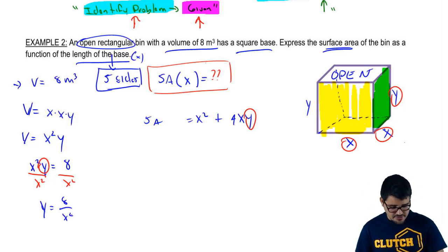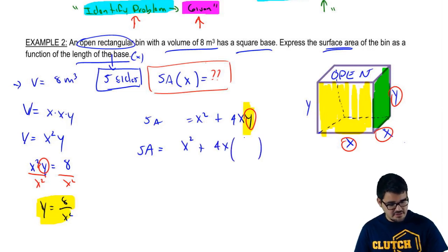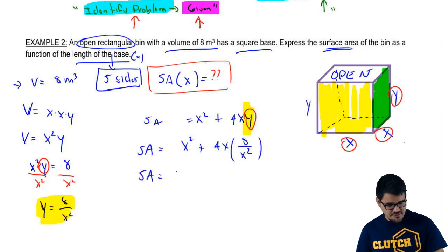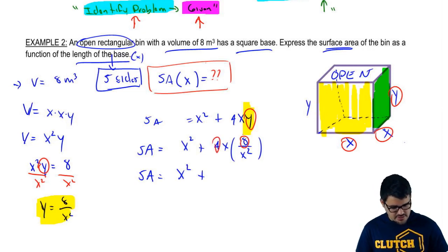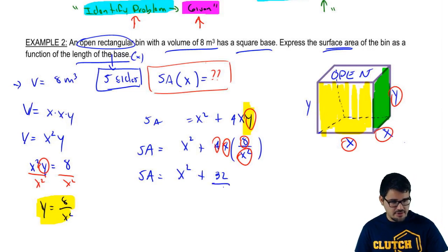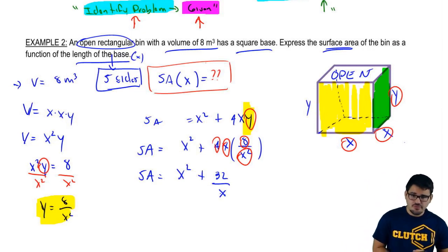Once I have that, I'm just going to replace this y right here with this expression right here. That makes things not too crazy. I'm going to have x squared plus 4x times 8 over x squared. I'm going to multiply things out a little bit. Multiplying these two numbers gives me a 32. And if I cancel this x with this x squared, I'm just left with 1x on the bottom. So I have found my equation for the surface area.